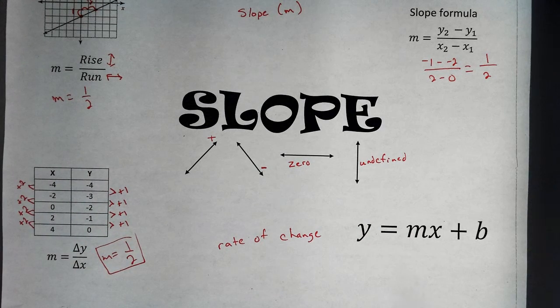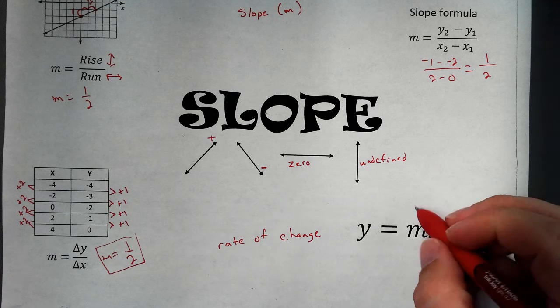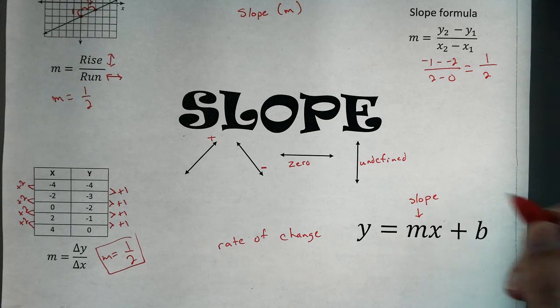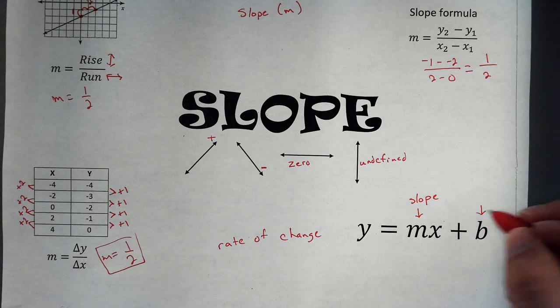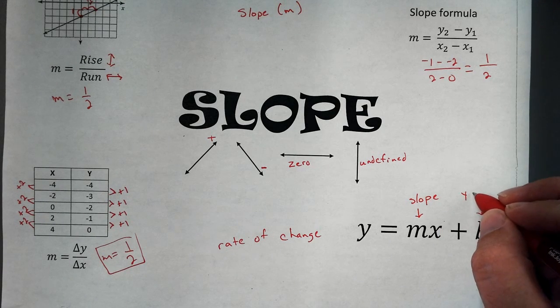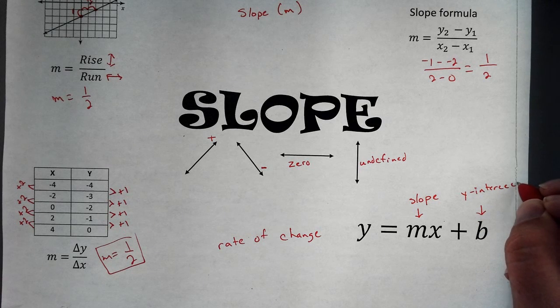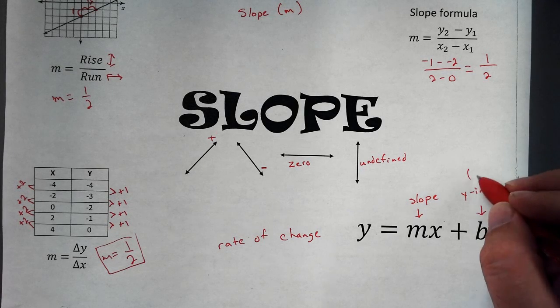The last thing we'll look at is this equation right here, y equals mx plus b. The slope is going to go right here for m. And remember, the b, this is our y-intercept. The y-intercept is always going to be the point where x is 0.